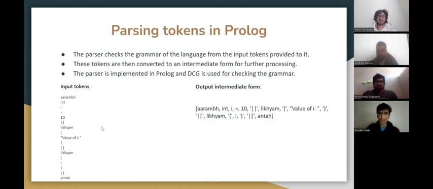And then after the input tokens are generated, an intermediate syntax is generated, as can be seen on the right hand side. This is the intermediate syntax, which is further passed to the parser for further processing. This parser is implemented in Prolog, and DCG is used for checking the grammar.